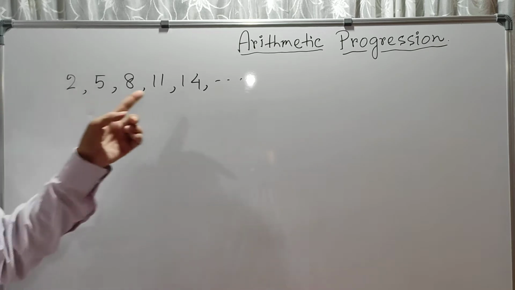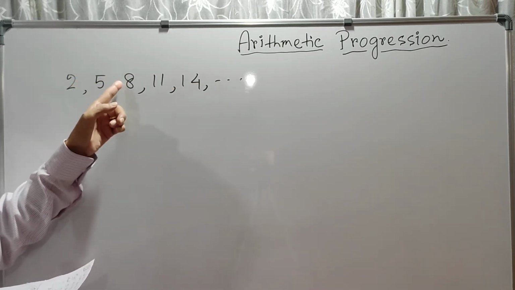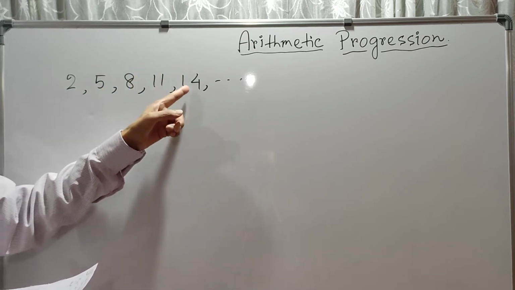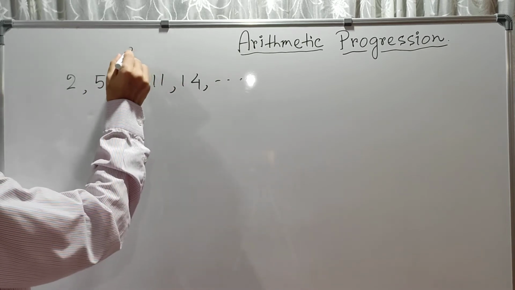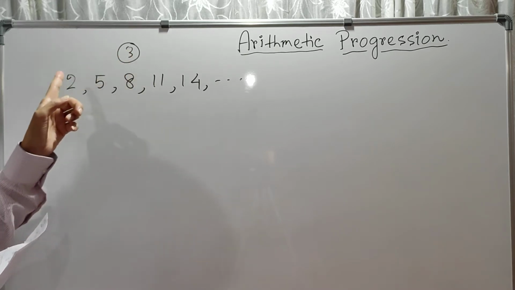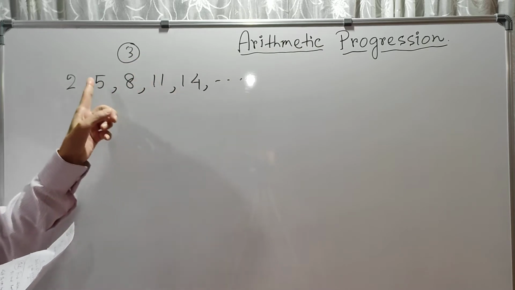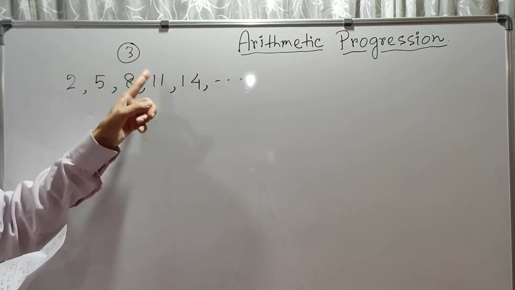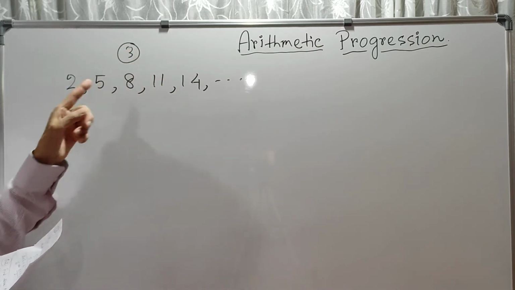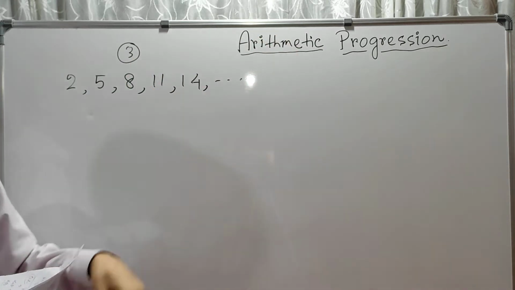Now, you see why this is AP. 2 plus 3, 5; 5 plus 3, 8; 8 plus 3, 11; 11 plus 3, 14. Now, we are adding 3 to a certain number to get the next number. So, next will be 14 plus 3, 17. That way it will go on.